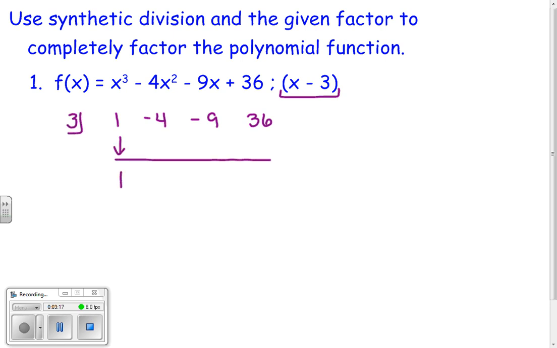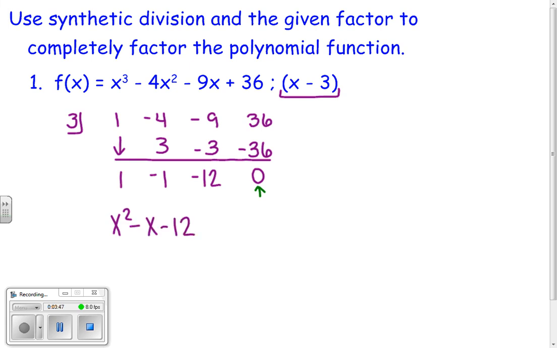Because they're telling me it's a factor, I need to get 0 as a remainder. If I start by bringing down the 1, 3 times 1 is 3, combined is negative 1. 3 times negative 1 is negative 3, combined is negative 12. And 3 times negative 12 is negative 36, combined is 0. If this number right here is not 0, you messed up somewhere. Because I started with a cubic, my answer is a quadratic, x squared minus x minus 12.